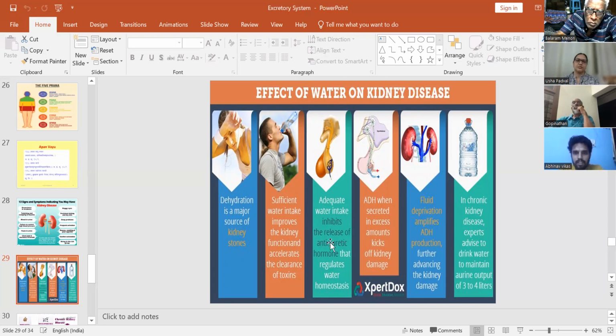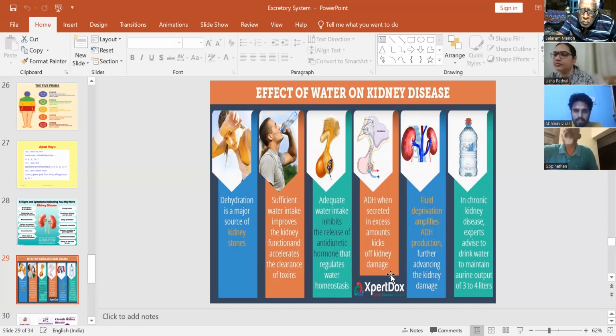Adequate water intake inhibits the release of the antidiuretic hormone that regulates water homeostasis. ADH, when secreted in excess amounts, kicks off kidney damage. Fluid deprivation amplifies ADH production. Adrenaline, this further advances the kidney damage. In chronic kidney disease, experts advise drinking water to maintain a urine output of 3 to 4 liters.